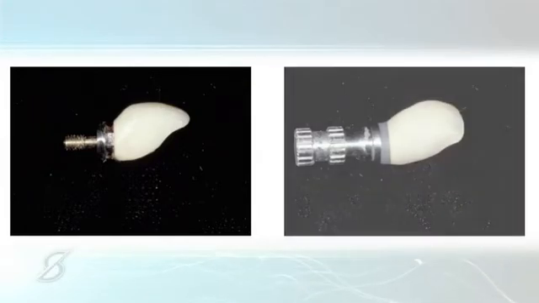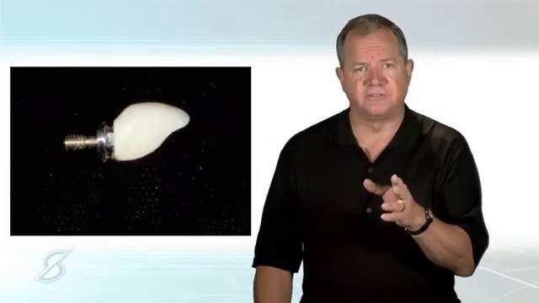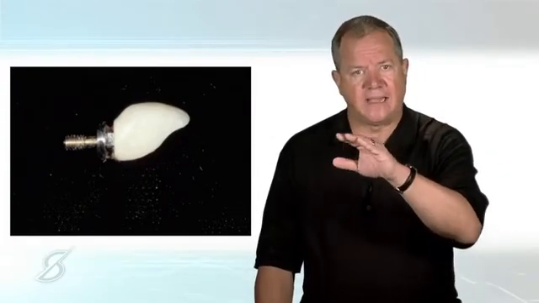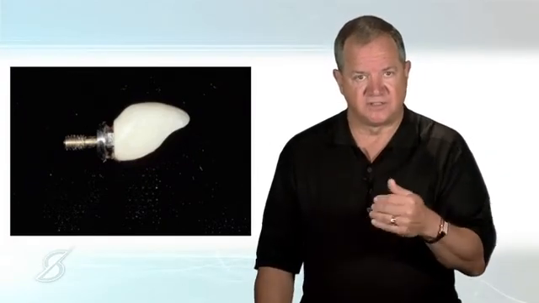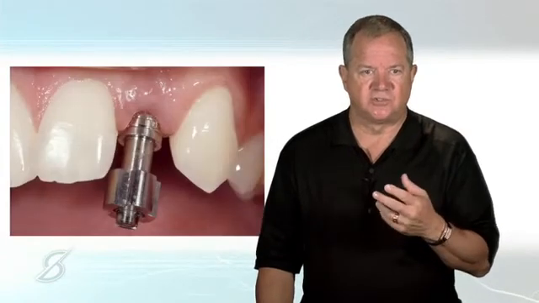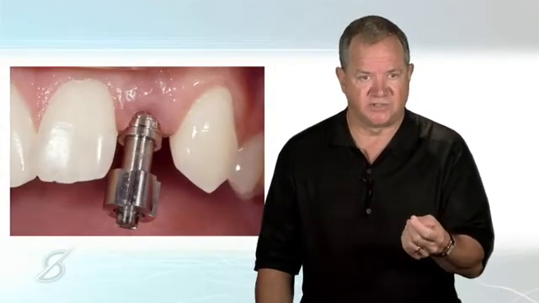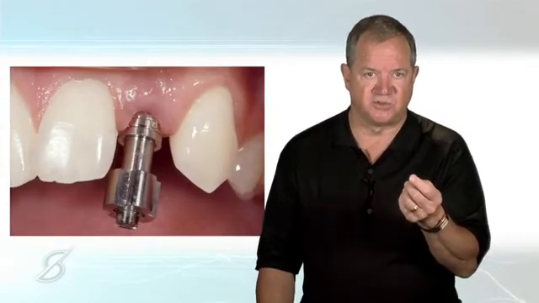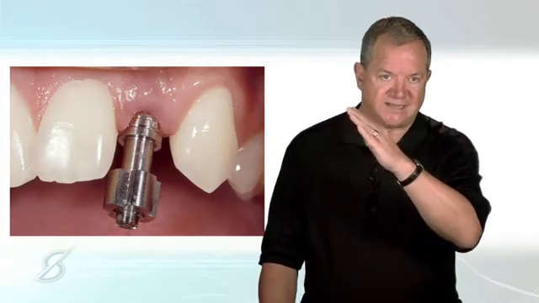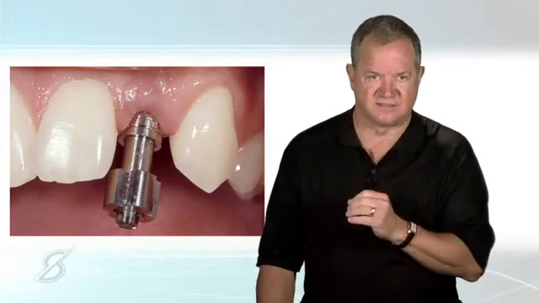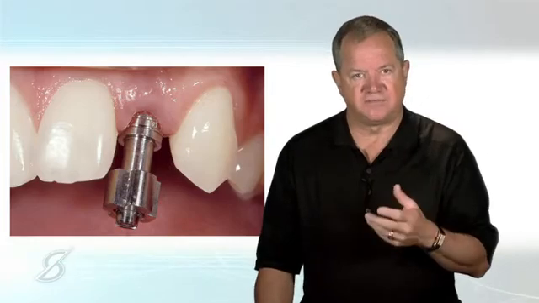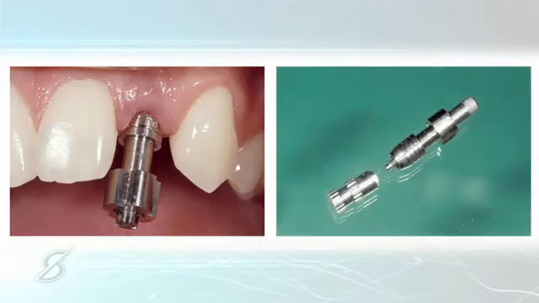Now in this case, I could have in fact added composite like I did in the previous case. But instead what I chose to do is to go ahead and make an impression. And here you can see with my impression coping on that the implant is inclined towards the mesial slightly. So I made my impression for an implant temporary.